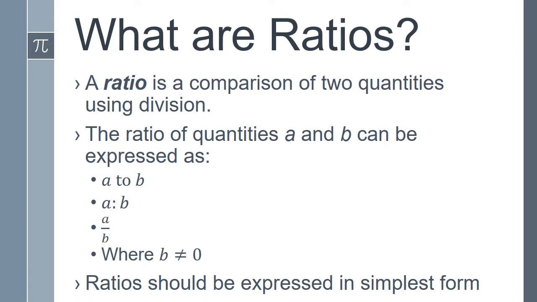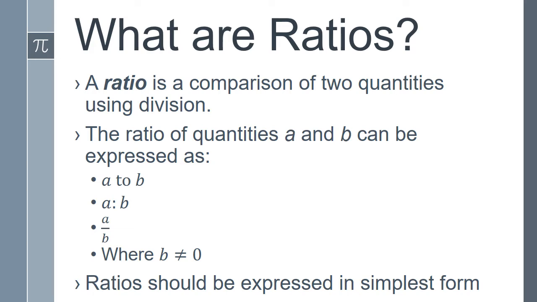So what are ratios? Well, a ratio is just a comparison of two quantities using division. You've been using ratios since grammar school because basically all fractions are ratios. So we can express the ratio of quantities A and B as the following. You could say A to B, A colon B, which is read as A to B, A over B, and B can never be equal to zero.